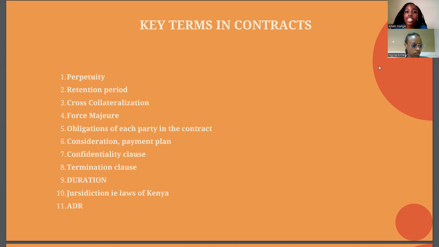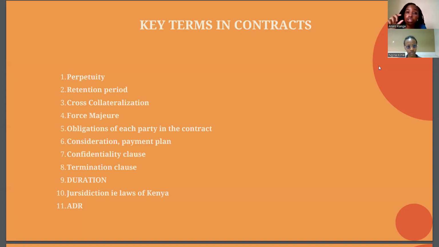Always have a clause that stipulates how the payment plan is going to be done. Confidentiality. A lot of contracts are protected by confidentiality agreements, meaning don't share with your friends and your mom and your brothers and your girlfriends. Termination clause, this is very important. How are you as the creative allowed to terminate the contract without being in breach of the contract? Duration of the contract, very important.